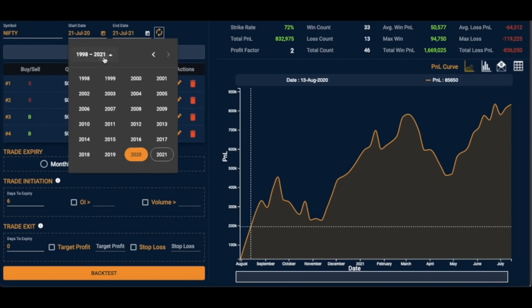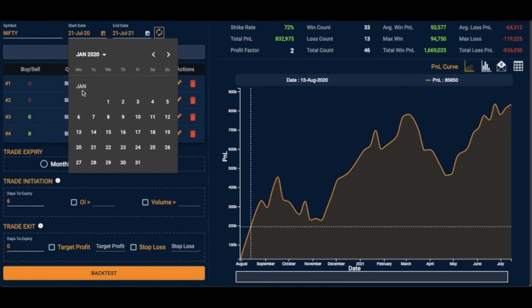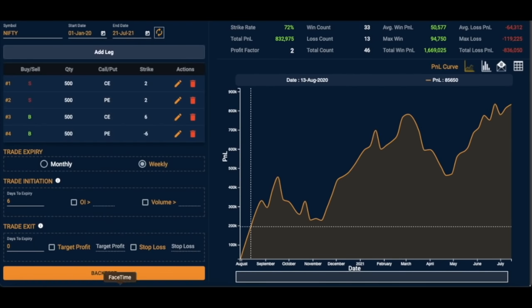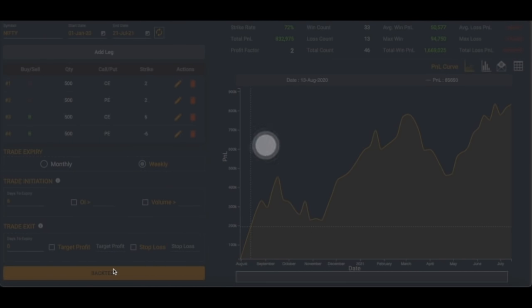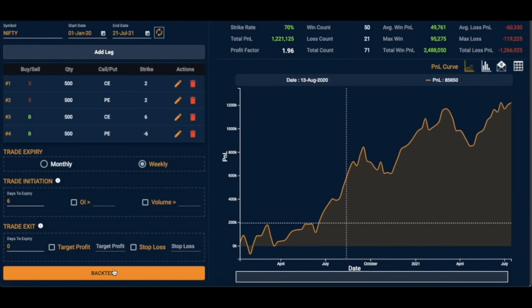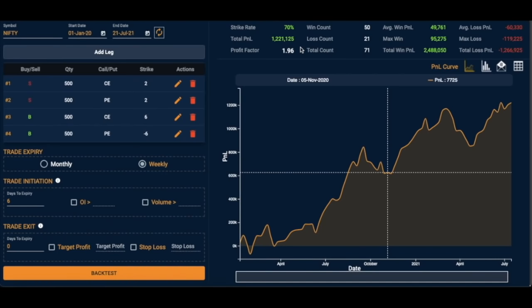Let's backtest it for 18 months. Just before the COVID crash. Let's see. Ooh, now I would have been in profits of 12.21 lakhs. My strike rate would have been 70% and my profit factor would be 1.96, which is slightly less than 2. If you have noticed, this is close to 3 times the profit that one can make using simply iron condor strategy.